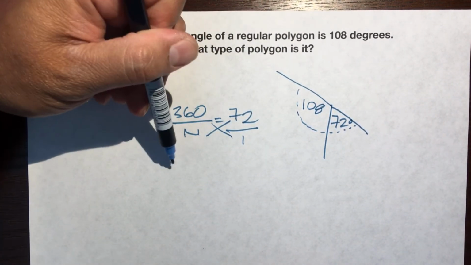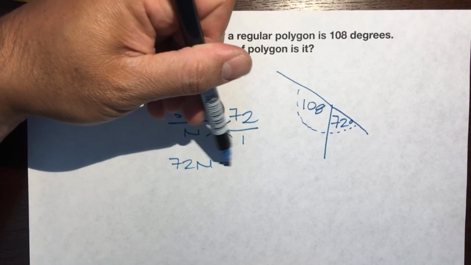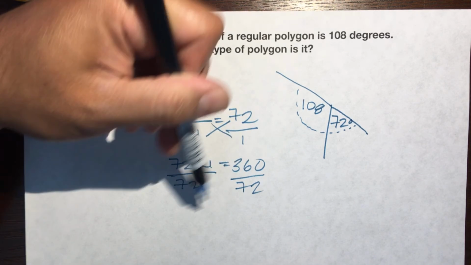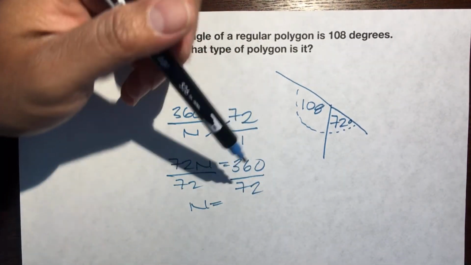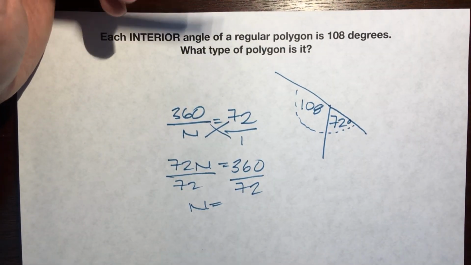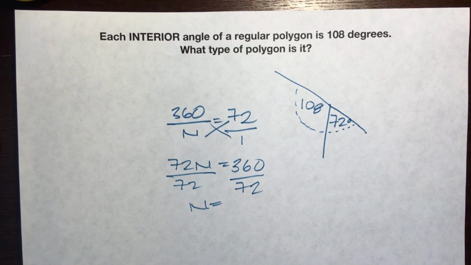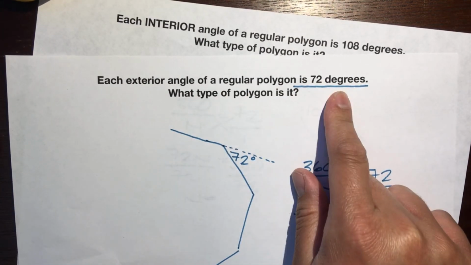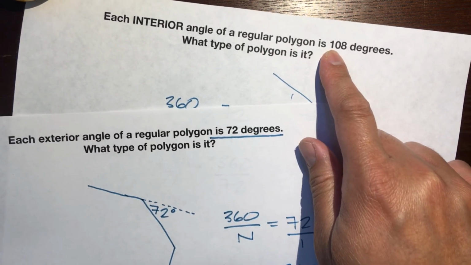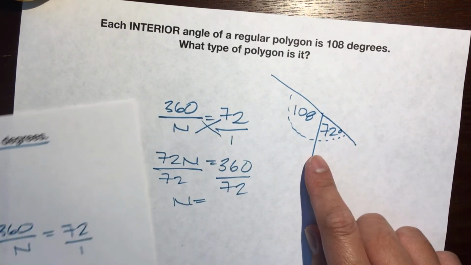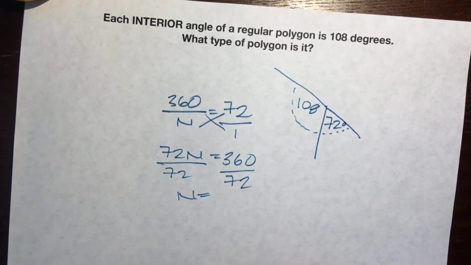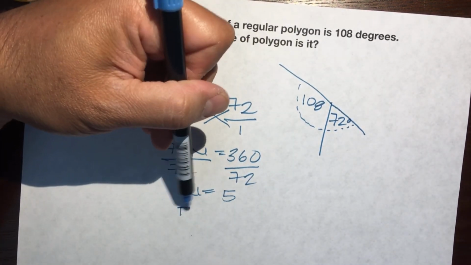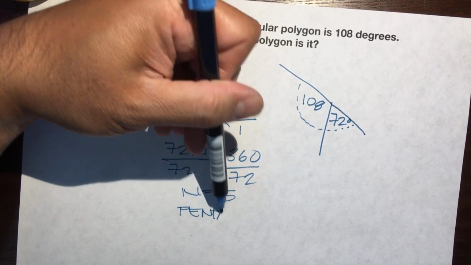All right, so n times 72 is 72n is equal to 360. Divide both sides by 72. And because we already did this problem, look at this: exterior angle 72, interior angle 108. When the interior angle is 108, then the exterior angle is 72, n is equal to 5. So it is, as we already know, a pentagon.